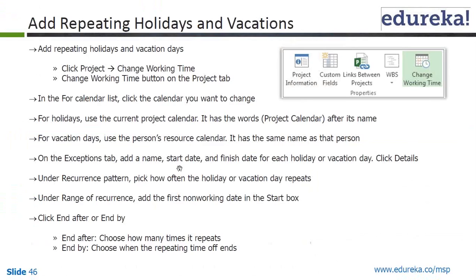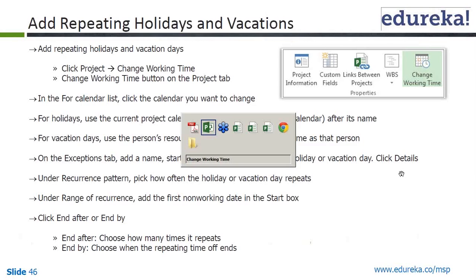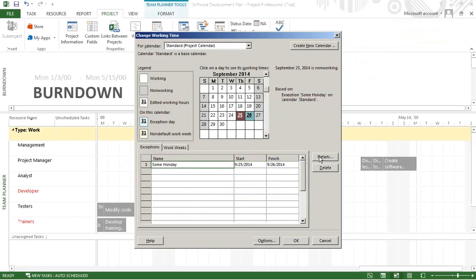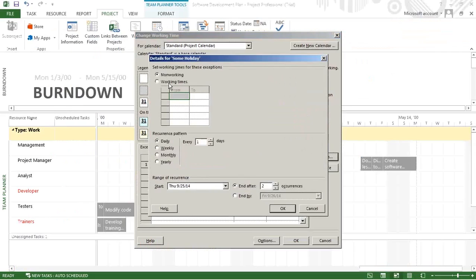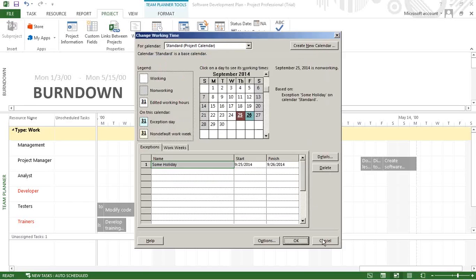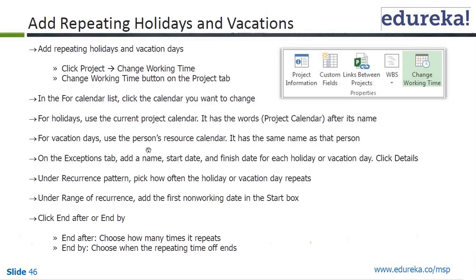On the Exceptions tab, add name, okay, and click Details. So you are here, and when you click Details, right, you have a recurrence pattern, weekly, monthly, daily, and so on, and a range of recurrence, etc. Whether it is 2 occurrences, 3 occurrences, and End after 2 occurrences, 3, you all know that, right? This is scheduling related stuff. So that's how you do it for repeating holidays and vacations. So that's all there is to it.